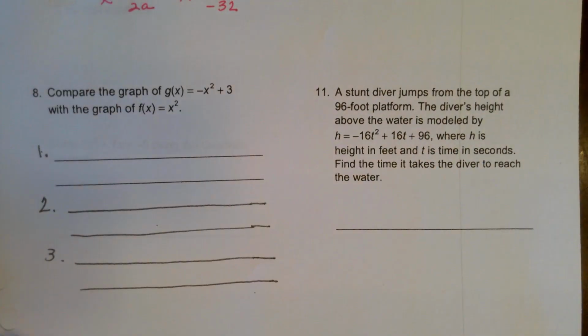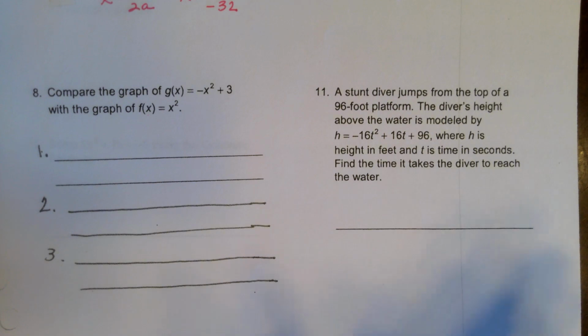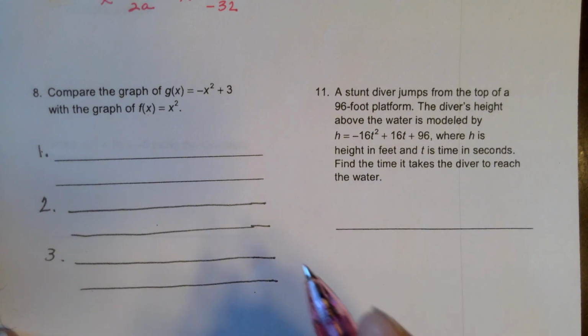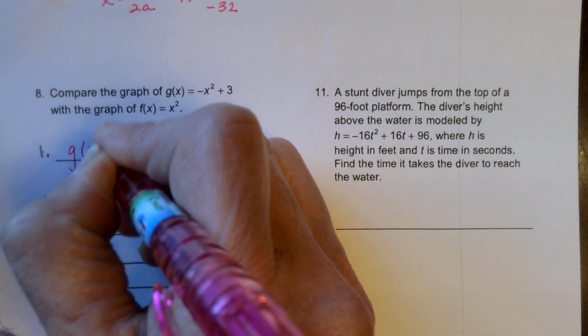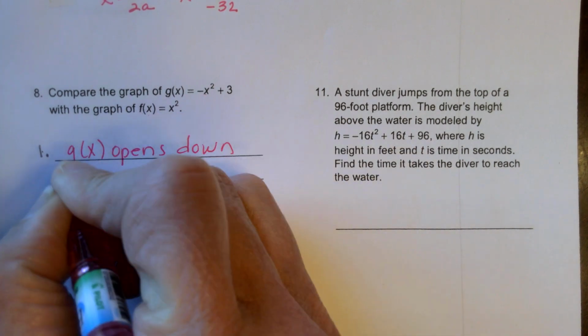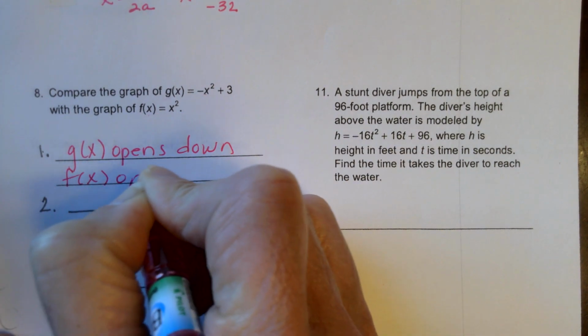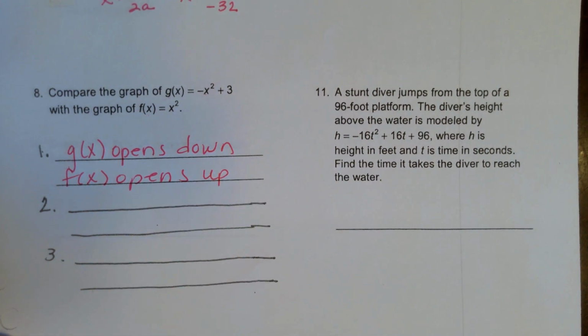All right, comparing the graphs. So there are 3 basic ways, I would say. I just leave a lot of room here, but the first way is tell me about whether they go up or down. So we've got 2 graphs, and you should refer to them both. Unless they're both the same, you should clarify what is what, okay? So when I look at this, I say g of x, I see the negative. So I would say g of x opens what? Down, good. And then I would say f of x opens, it's positive, so up. So there's 1 point. You've got to do 3 of them.